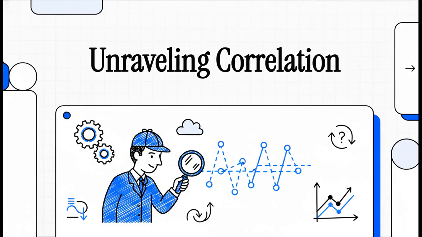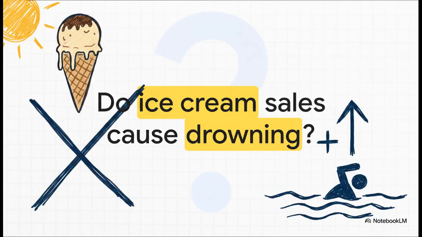Let's get started. Okay, picture this mind-bending statistical trap right out of our source text. As summer heat rises, ice cream sales go through the roof. But at the exact same time, drowning deaths spike too. They positively correlate. But ask yourself, do ice cream sales actually cause people to drown? Is the ice cream the culprit here? Well, of course not, but the data definitely shows they move together.